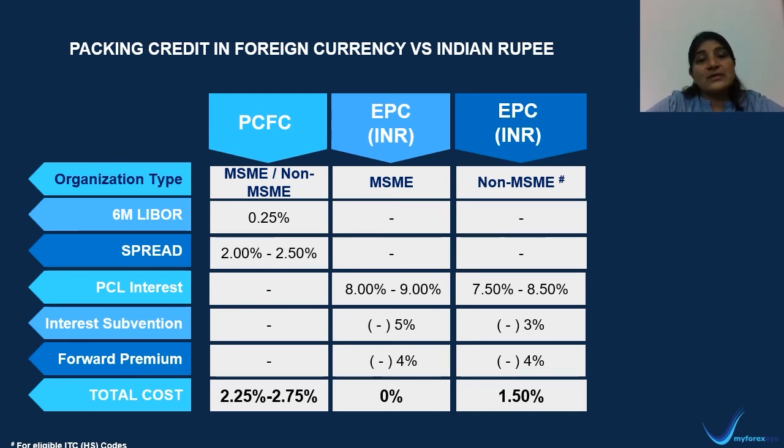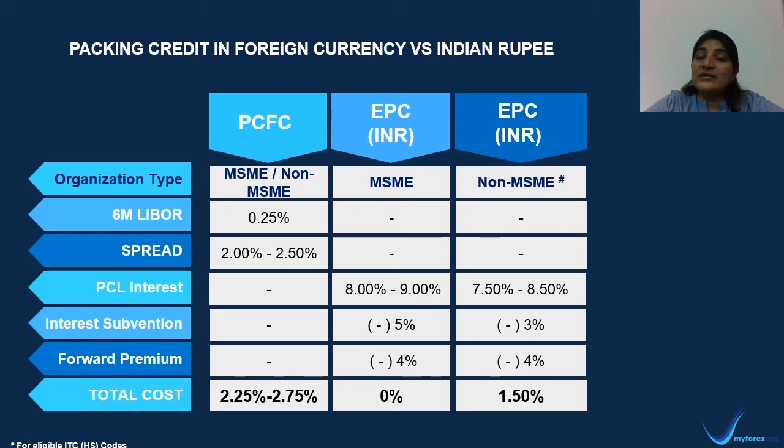Now let's look at the export packing credit in rupee terms for an MSME. An MSME has to pay 8 to 9% of interest. The interest subvention given by the Government of India is at 5%. And when he chooses to hedge that particular position, he gets a forward premium of 4%. The net rate which comes is almost zero.